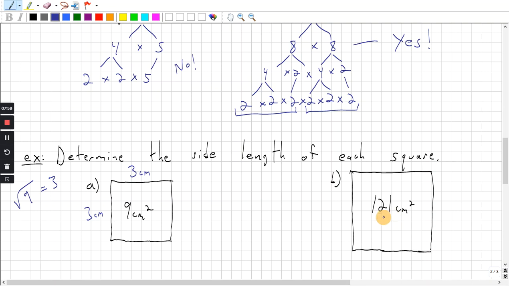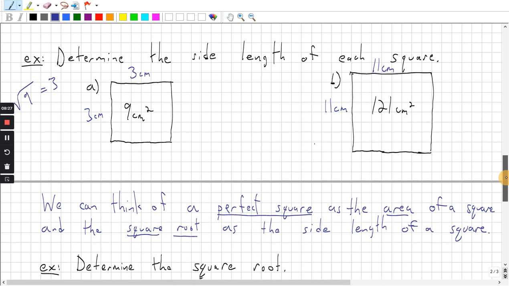Over here, 121, you might recall, you might not, that two numbers that multiply to 121 that are the same are 11 and 11. So I get 11 centimeters for both the side lengths. Keep in mind the units. The units are very important. 11 centimeters for the side length, and then for the area is 121 centimeters squared. So that is how to find the side length.